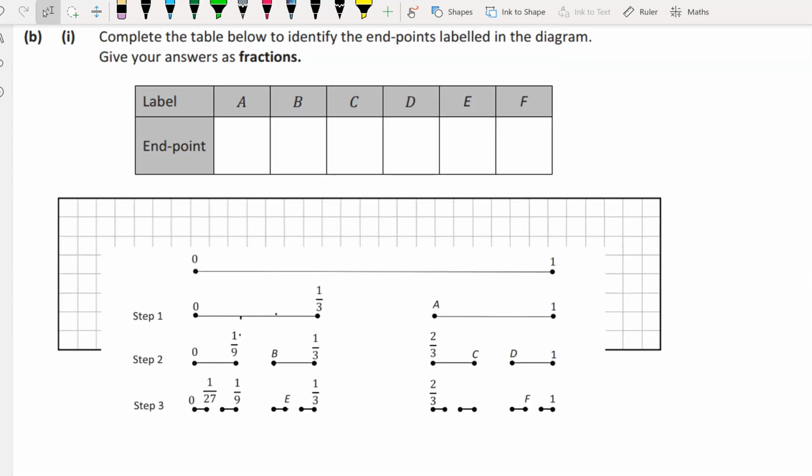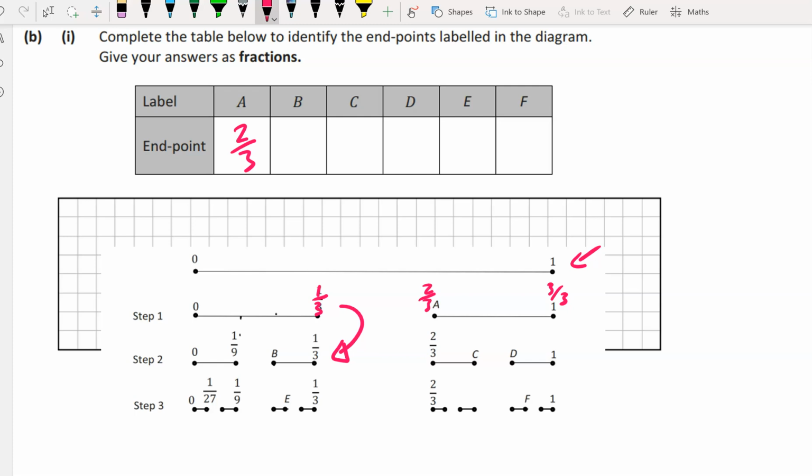Okay, so part B: complete the table to identify the end points labeled in the diagram. Give your answers as fractions. So back to the original diagram. Look how the points are labeled. Here we've got an entire length of 1. Then it's chopped into thirds. So the first end point is 1/3, which will make, if I go the same distance again, this 2/3. Then this will be 3/3, which of course is 1. So A will be 2/3. Now, if we just look at this part here, it's 0 to 1/3. We chop that into thirds.